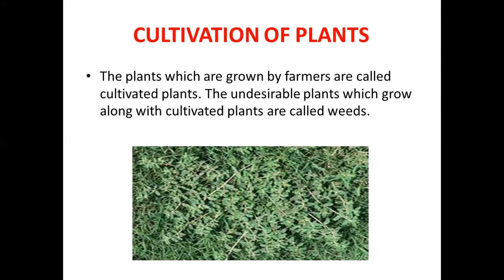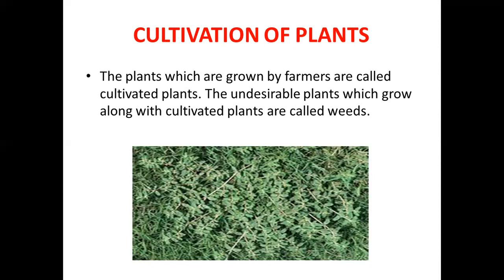So, when we observe the cultivation of plants or crops by the farmers, we can say that these plants are grown by the farmers, which are called cultivated plants. For example, sugarcane, maize, wheat, rice, etc. So, first of all, the farmer will sow the seeds. Later on, he will get the plants. So, there is a procedure of cultivation of crops.